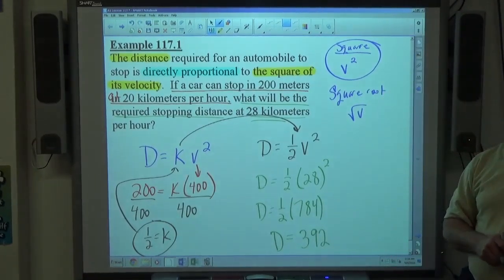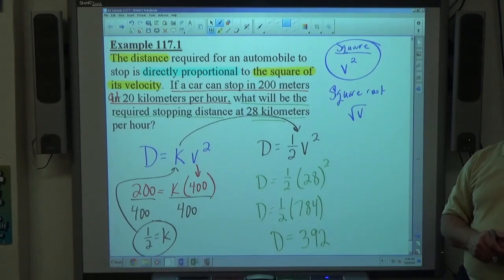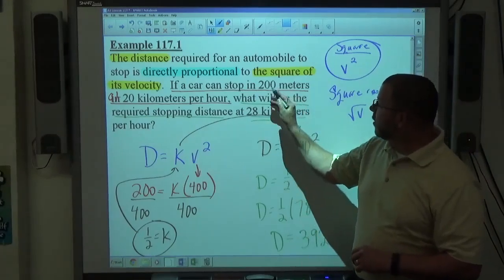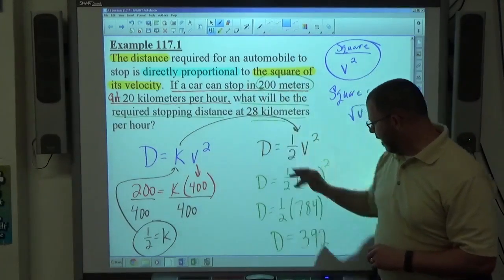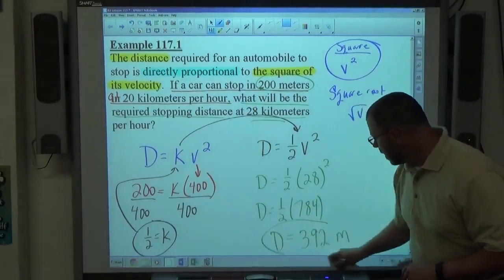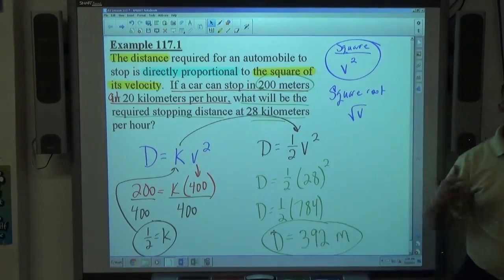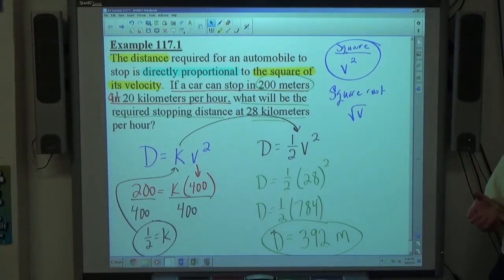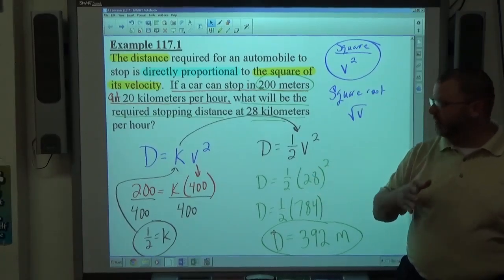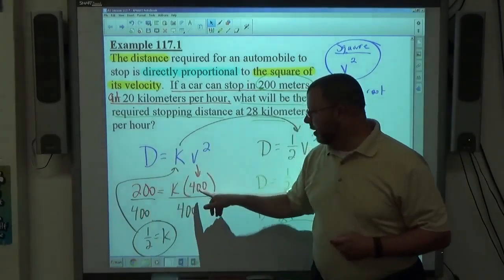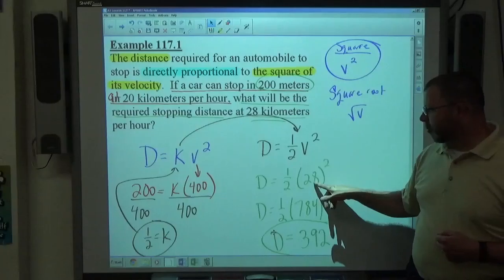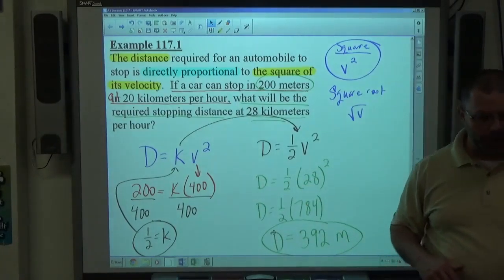What kind of unit do you think should go on that? Kilometers. You think kilometers? Anybody think anything different than kilometers? Meters. And why do you think meters, Kim? Because it can stop in more than... Oh, yeah. The original distance unit was meters, so the final distance unit is going to be meters also. So these problems work in whatever unit you're going to use in the problem, but you got to stay consistent. So this was meters, this was kilometers per hour, this was kilometers per hour, so we should get meters out. So make sure that happens.